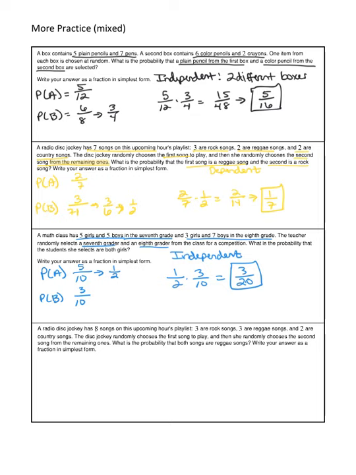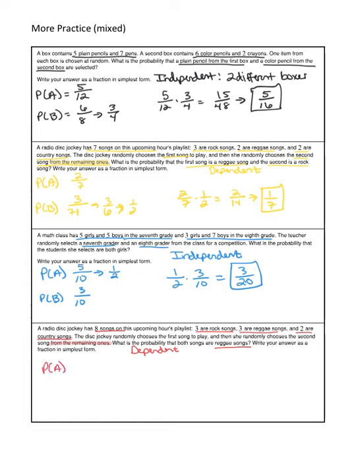Another radio disc jockey. 8 songs: 3 rock, 3 reggae, 2 country. I really want to find this station. It's a very interesting playlist. The disc jockey chooses, you've seen this before, a song from the remaining ones. There's a key phrase. Dependent. What's the probability both are reggae songs? This is dependent because playing one song means there are fewer songs left.